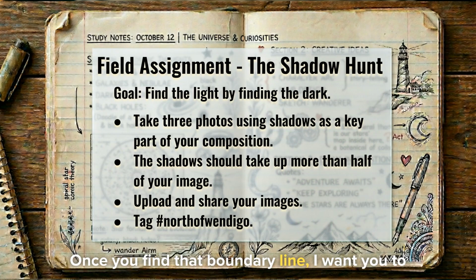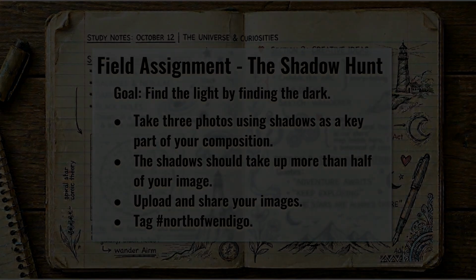Once you find that boundary line, I want you to build a composition around it. Place an everyday object, a leaf, a coffee cup, a friend, right on the edge of that light. If you are shooting on a smartphone, this exercise is perfectly designed for you. Tap the screen to focus on the brightest part of the image and pull the little sun icon down to darken the exposure. Watch how the shadows plunge into pure black, removing all the clutter and leaving you with pure geometry. I want you to take 3 photos where the shadow takes up more than half of the frame. Learn to love the dark areas of your image. They are what give the light its power.